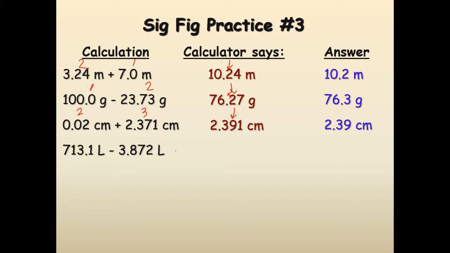713.1 minus 3.872. So this has 1 decimal. This one has 3 decimals. All right, so do the math. The fewest number of decimals is 1, so I can only have 1 decimal place. So right there. That number is less than 5, so it stays the same. So 709.2.